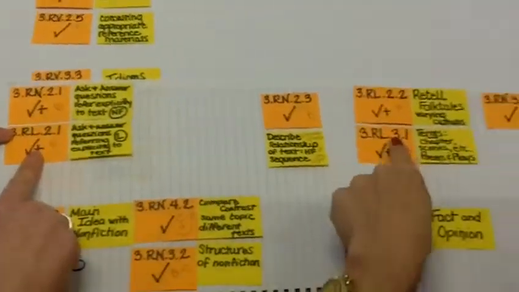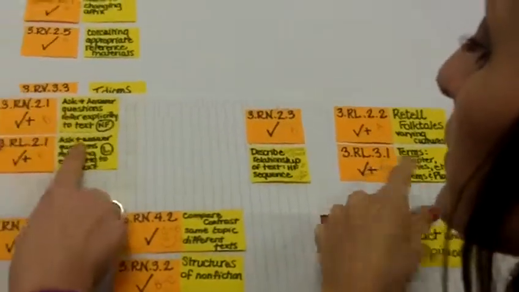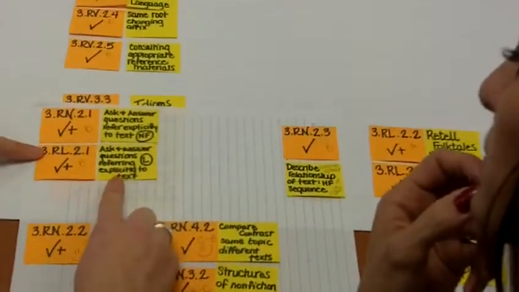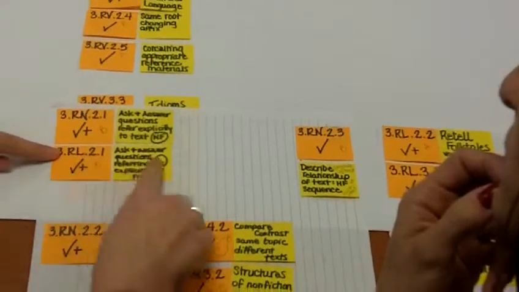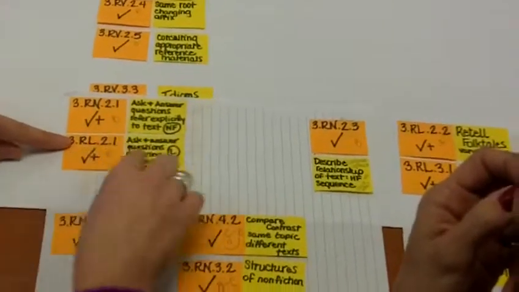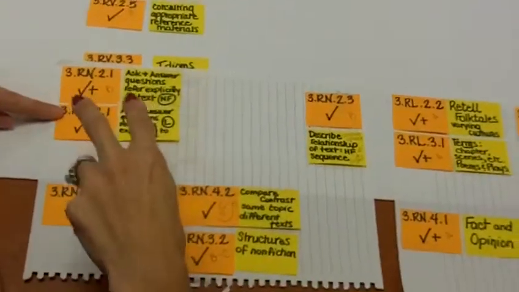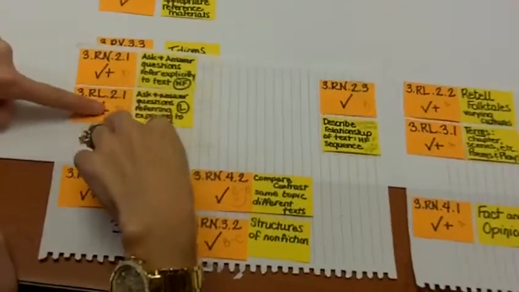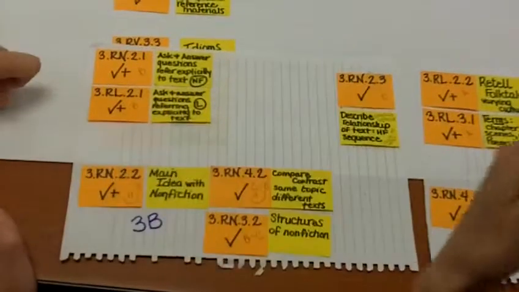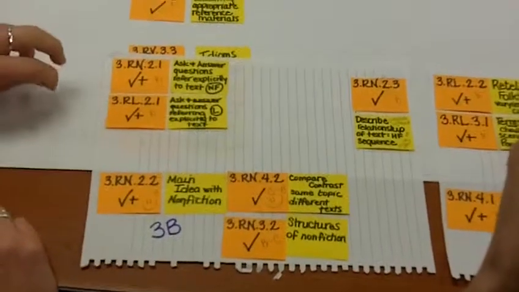And I have some RL. Okay, what's your RL standard? Ask and answer questions referring explicitly to the text. So a lot of our race to respond type of things. So that'll be the second time that we get to that. We've already hit that, and it's being addressed on 2C now. Right. And so it'll be addressed again. So that's something that we've already done.